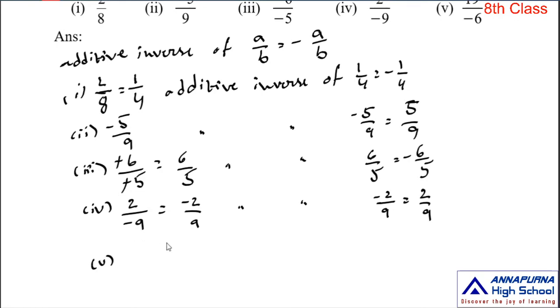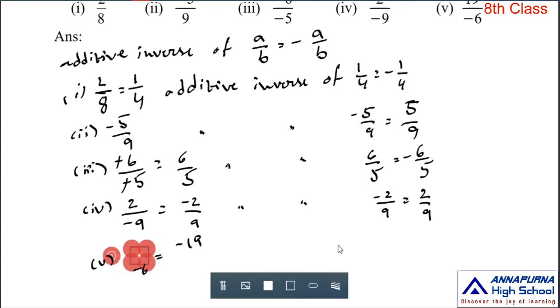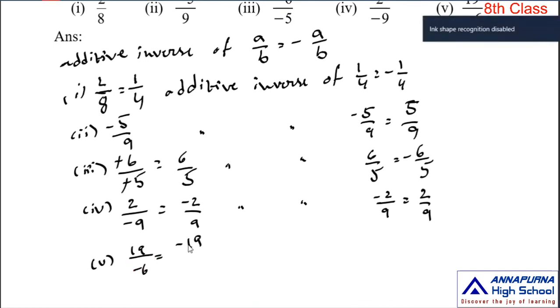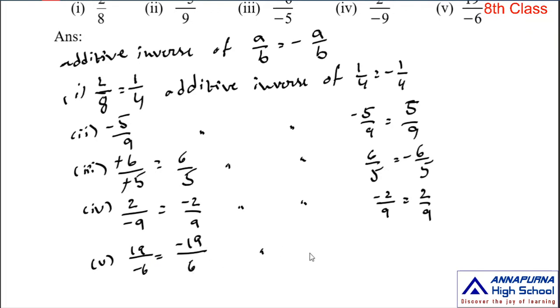And when you come to the fifth one, it is 19 by minus 6. It is also not in standard form. Change the signs. That means you multiply the numerator and denominator by minus 1. So minus 1 into 19 is minus 19, by minus 1 into minus 6 is 6. So minus 19 by 6, and its additive inverse is 19 by 6.